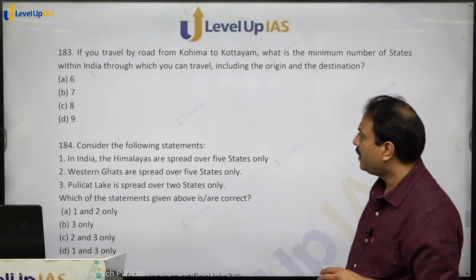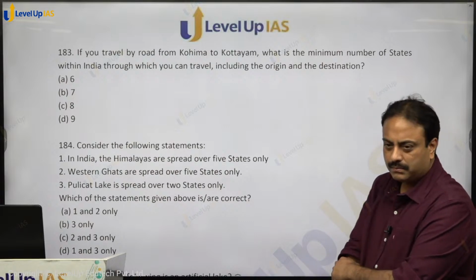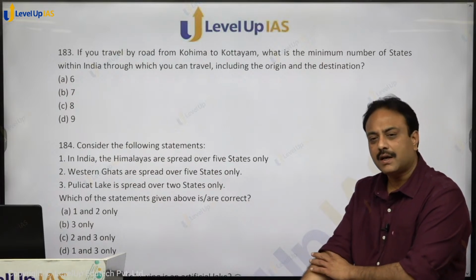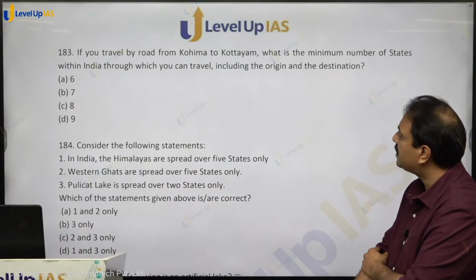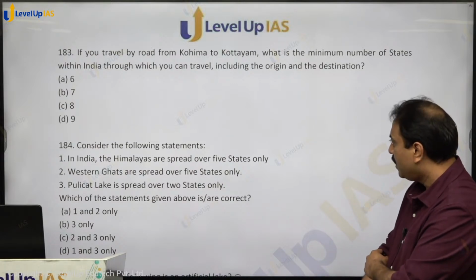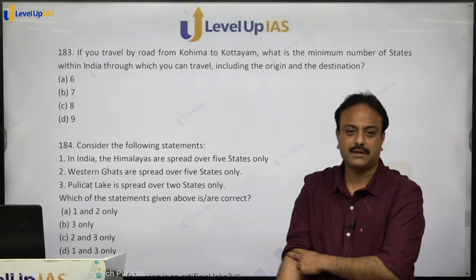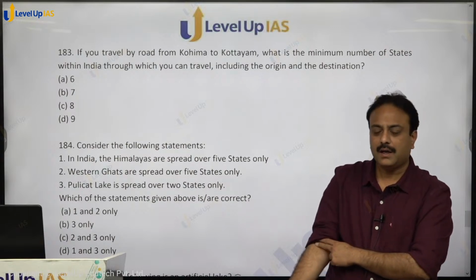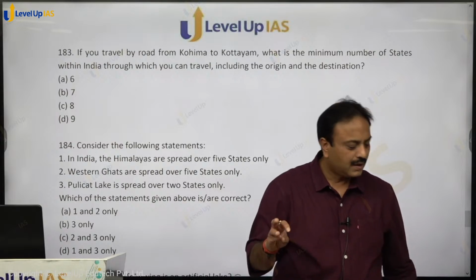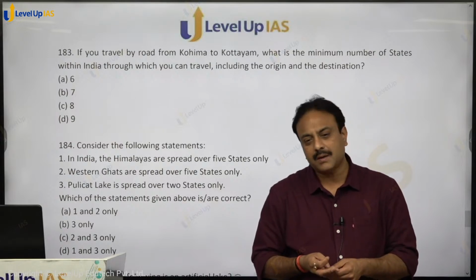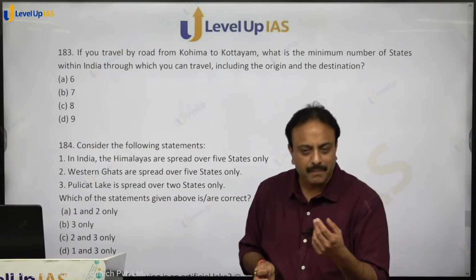Question number 183. If you travel by road from Kohima to Kottayam, Kohima is in Nagaland, Kottayam is in Kerala. What is the minimum number of states within India through which you can travel, including the origin and destination? Start counting. You started from Nagaland. See, you go into Assam. From Assam, West Bengal. From West Bengal, you have multiple options.